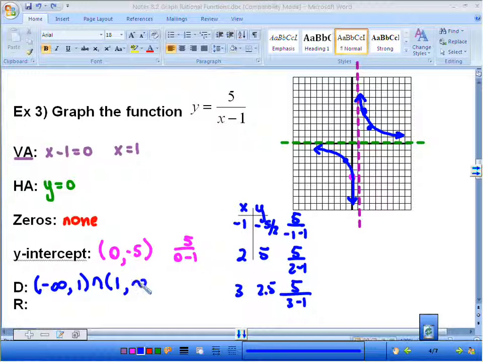So if I write it in interval notation, this means that it goes up to 1 but does not include 1. Look at the range. The range does not include the 0, so our range is from negative infinity to 0 and 0 to infinity.